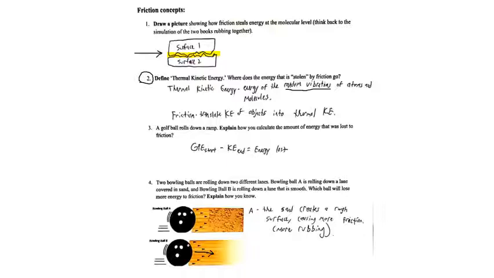So as those molecules and ridges and everything collide and bump into each other and get stuck and unstuck, that causes those molecules to bounce around and create heat, thermal energy. So that energy from your motion, from the bowling ball or the roller coaster or your hands or whatever, is being stolen by friction to cause those molecules to bounce around and generate heat. So friction generates heat.